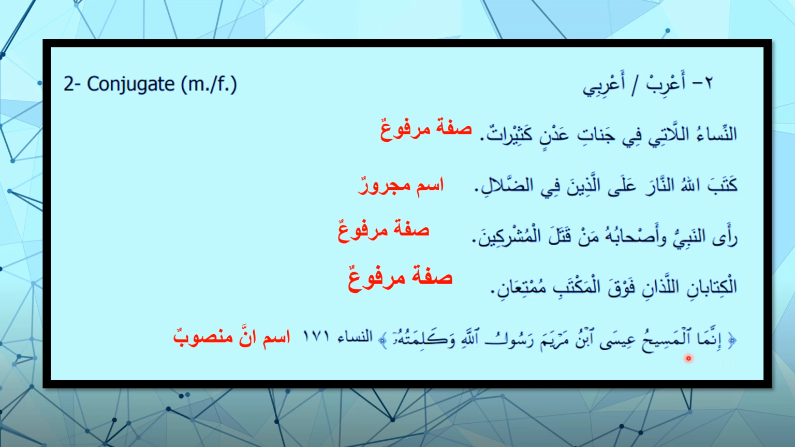Innamal masihu Isa ibn Maryam. So now ma is coming after inna, so simple, it's inna mansub. So Isa ibn Maryam rasulullahi wa kalimatuhu. Kalima means his word, because he said be and he was.